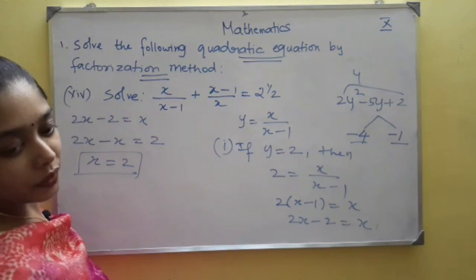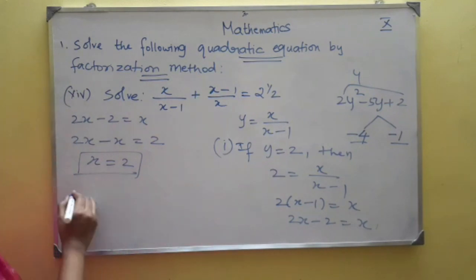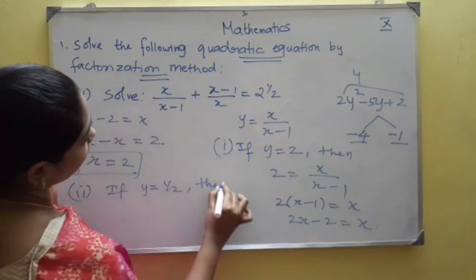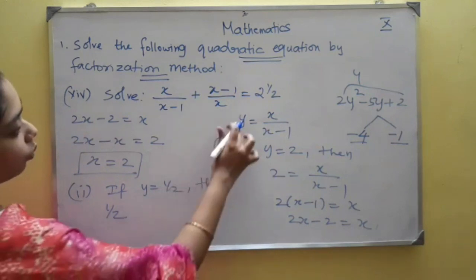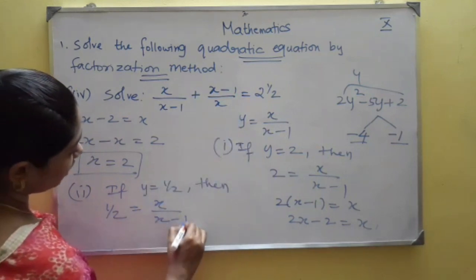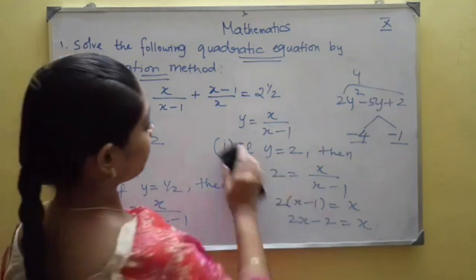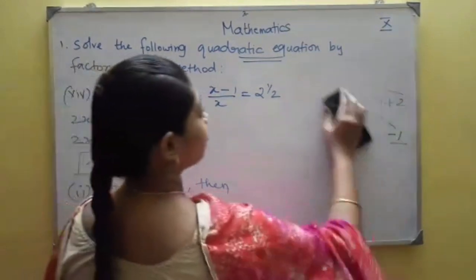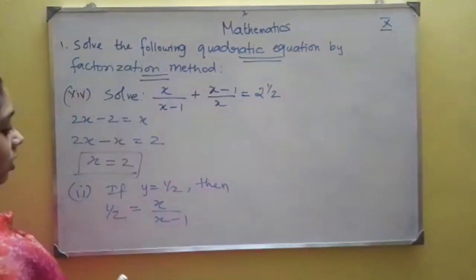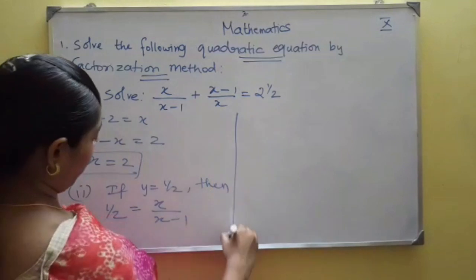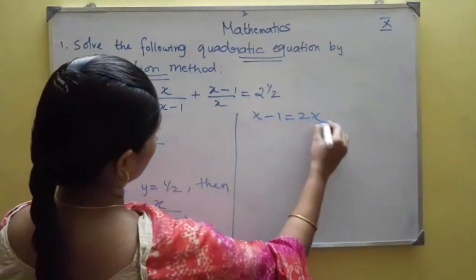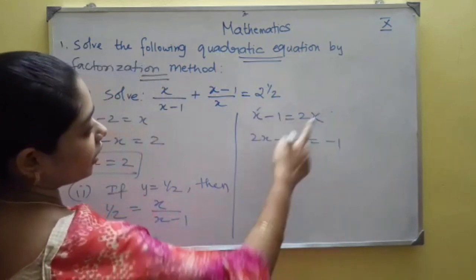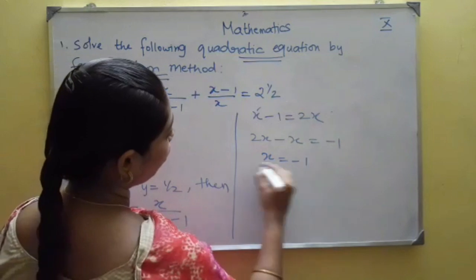For the other case, what is the value of y? y is 1 by 2, no? So second case: if y equal to 1 by 2, then 1 by 2 equal to x by x minus 1. Now do cross multiplication. What will you get? x minus 1 equal to 2x. I am taking this x to the right hand side. I will get 2x minus x equal to minus 1. So x equal to minus 1.